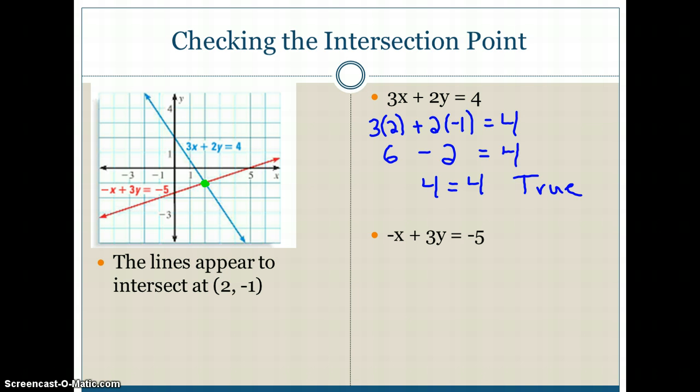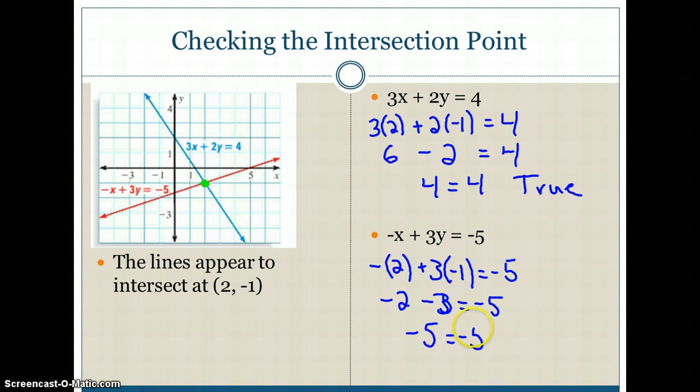We try the same thing in the second one. So this would be negative 2 plus 3 times negative 1, and that needs to be negative 5. The reason it's negative 2 is we have the opposite of x, and our x was positive 2, so the opposite is negative. So we have negative 2 minus 3 equals negative 5. That's negative 5 equals negative 5, so that's true as well. So yes, 2, negative 1 is a solution to the system of equations.